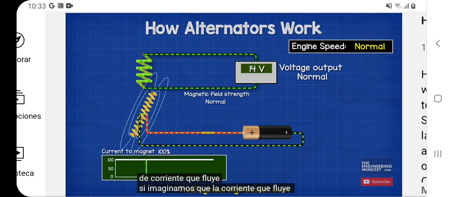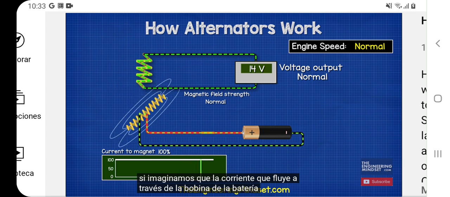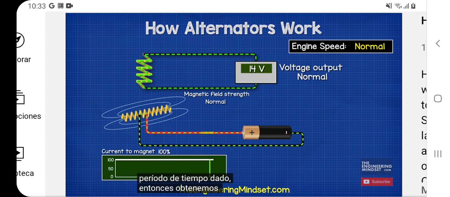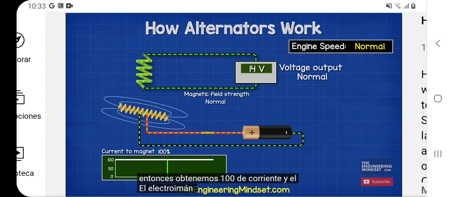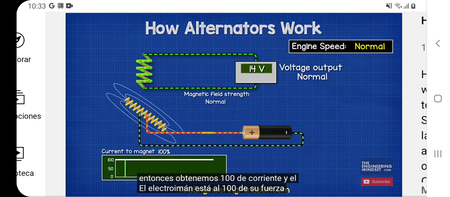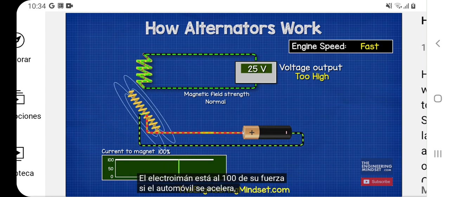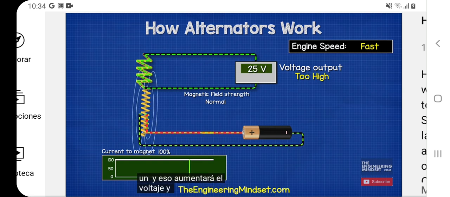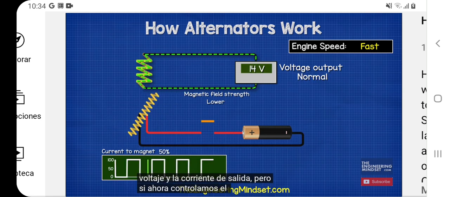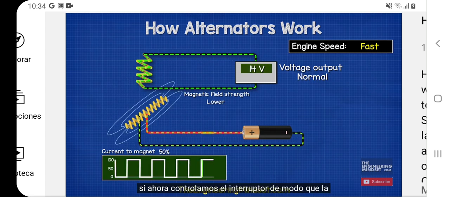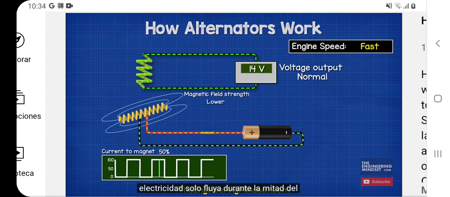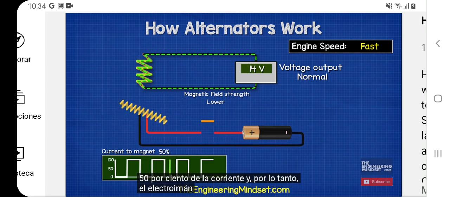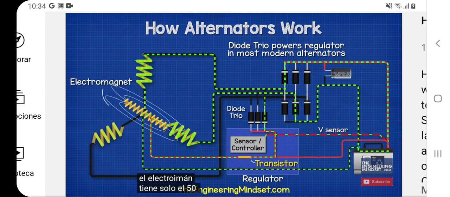If we imagine that the current flowing through the coil from the battery is at its maximum level for a given period of time, then we get 100% current and the electromagnet is at 100% of the strength. If the car speeds up, then the magnet will spin faster and that will increase the output voltage and current. But if we now control the switch so that electricity is only flowing for half of the time, then we get 50% of the current and therefore the electromagnet is only 50% of the strength.